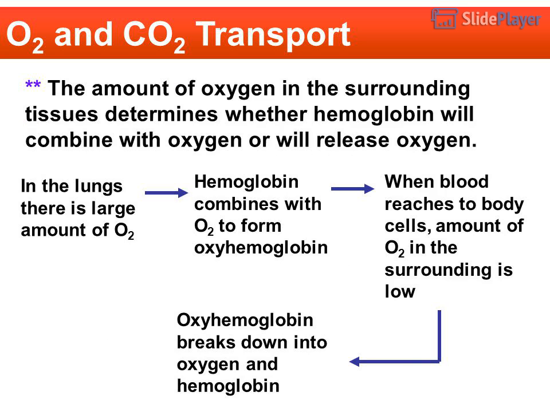The amount of oxygen in the surrounding tissues determines whether hemoglobin will combine with oxygen or release oxygen. Hemoglobin combines with O2 to form oxyhemoglobin. When blood reaches body cells, the amount of O2 in the surroundings is low. In the lungs there is a large amount of O2. Oxyhemoglobin breaks down into oxygen and hemoglobin.